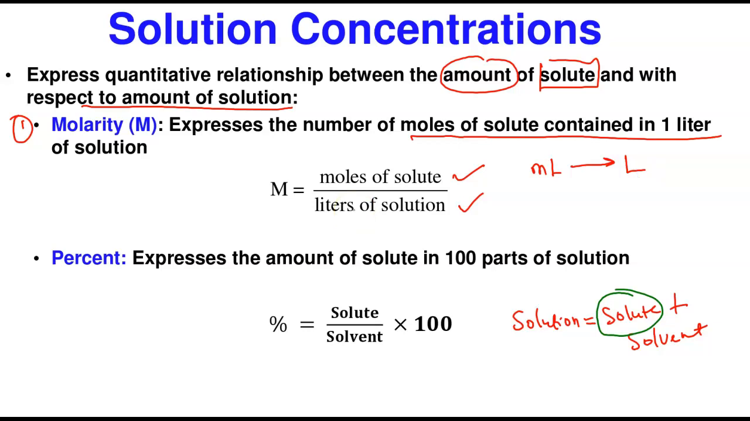And secondly, we can also express concentrations in percentage concentration. There are actually three of them, but we're going to talk about them by the time we get there. So it expresses the amount of solute in 100 parts of a solution. So it's typically a fraction of a solution, but this time we're expressing it as a percentage.